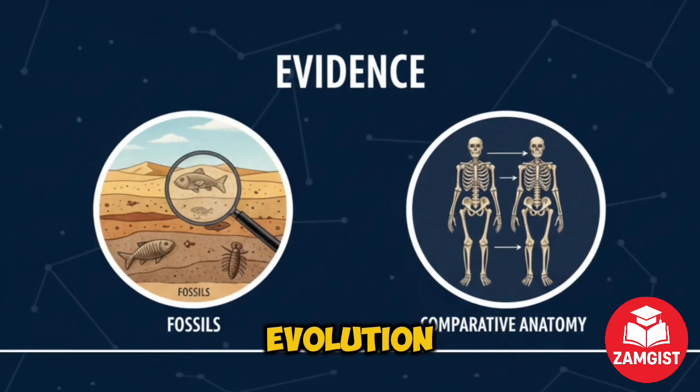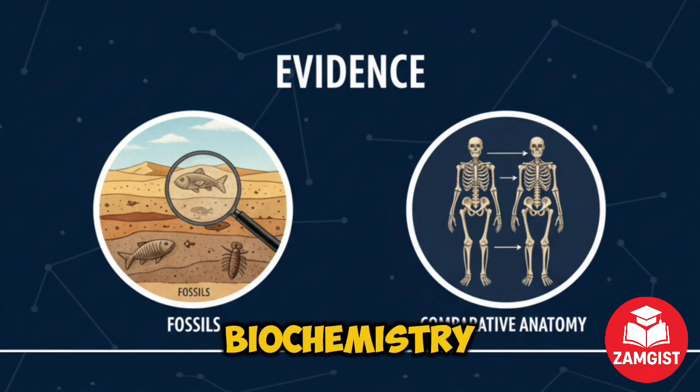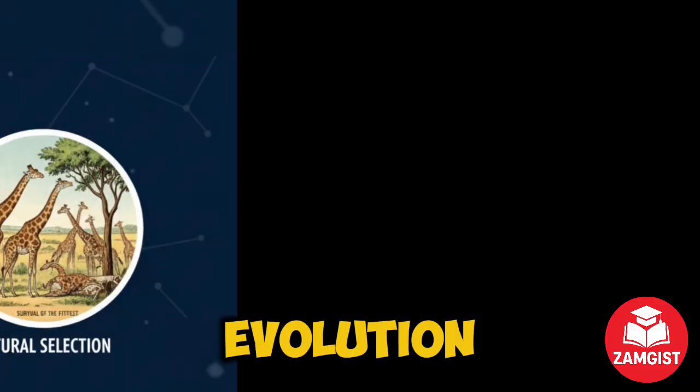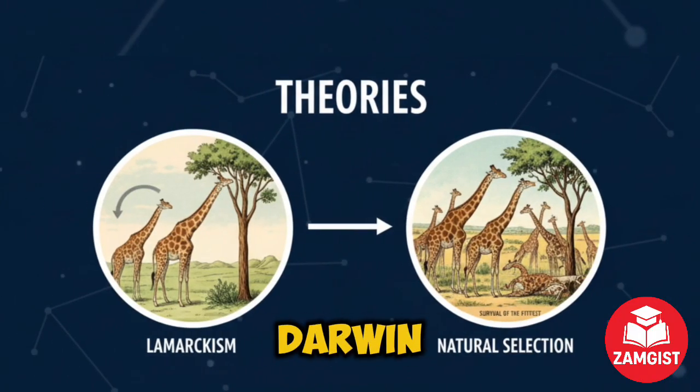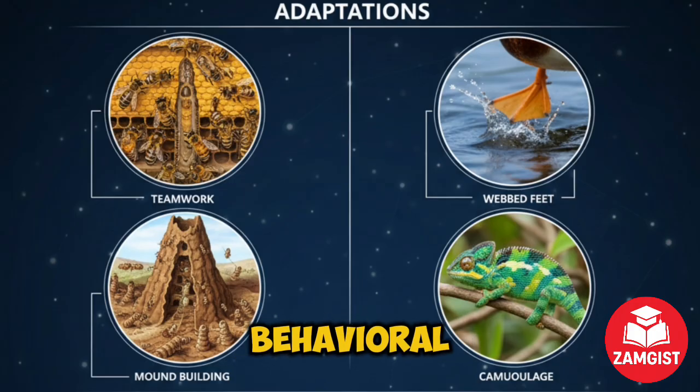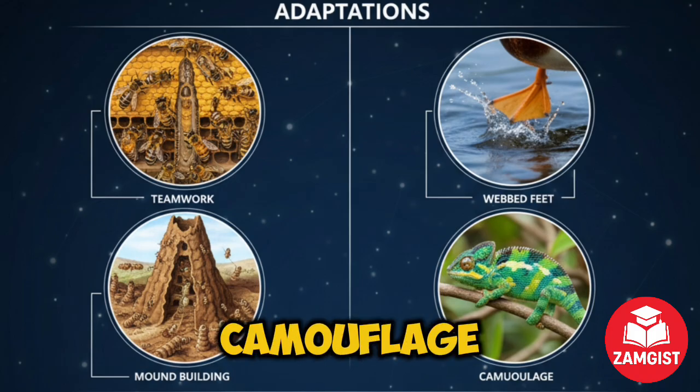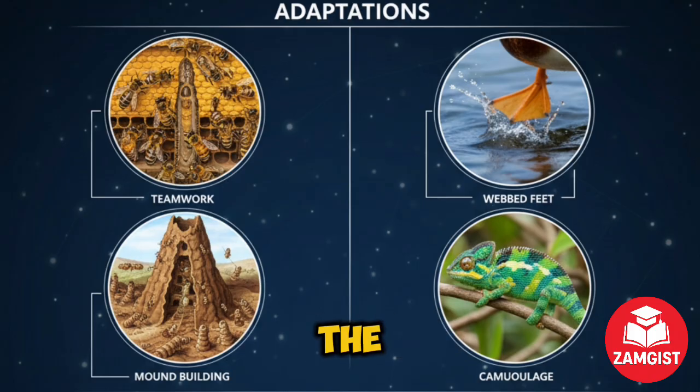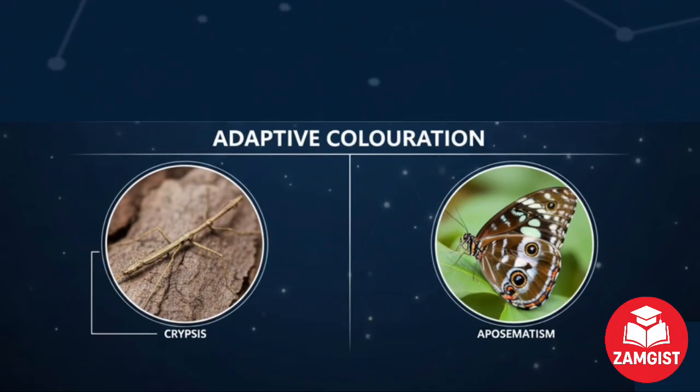Finally, we come to evolution and adaptation. Evidence of evolution comes from fossils, comparative anatomy, biochemistry, and embryology. Theories of evolution include those of Lamarck and Darwin. Adaptations include behavioral ones, like social structure in bees and termites, and structural ones, like webbed feet in ducks or camouflage in chameleons. The adaptive coloration in plants and animals helps them survive, either by hiding from predators or attracting mates.